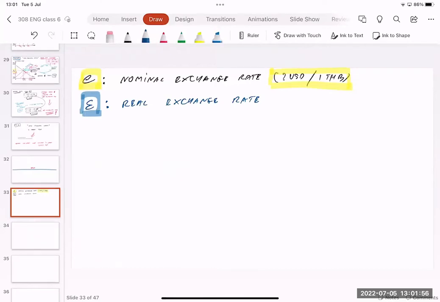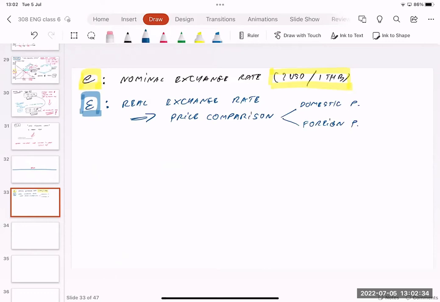The nominal exchange rate is about currency, Thai baht and US dollar, for example. However, the real exchange rate is about price. It's about price comparison. We just want to compare the price between the domestic price and the foreign price of some specific goods.